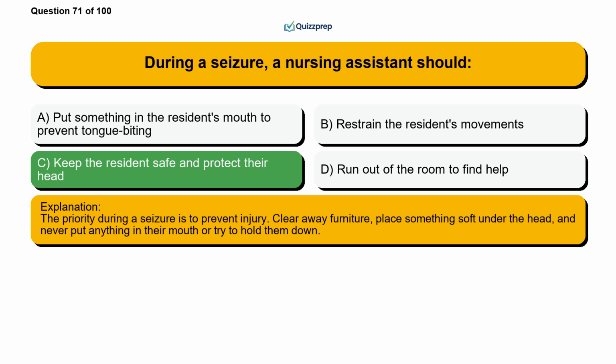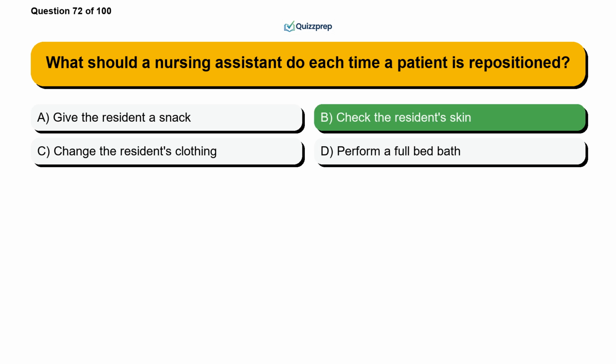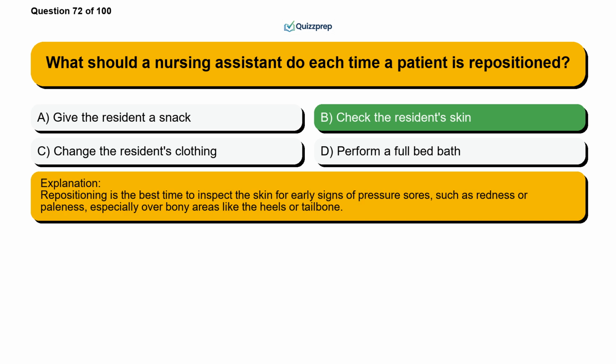them down. Question 72. What should a nursing assistant do each time a patient is repositioned? Option A, give the resident a snack. Option B, check the resident's skin. Option C, change the resident's clothing. Option D, perform a full bed bath. The correct answer is option B, check the resident's skin. Repositioning is the best time to inspect the skin for early signs of pressure sores, such as redness or paleness, especially over bony areas like the heels or tailbone.